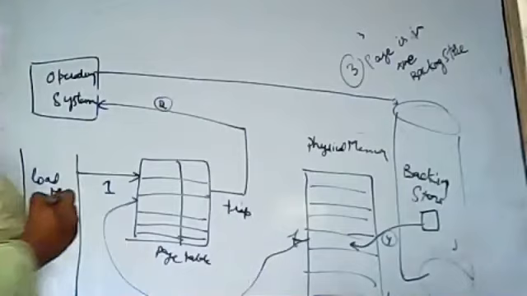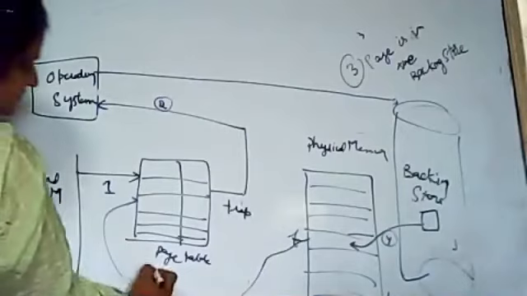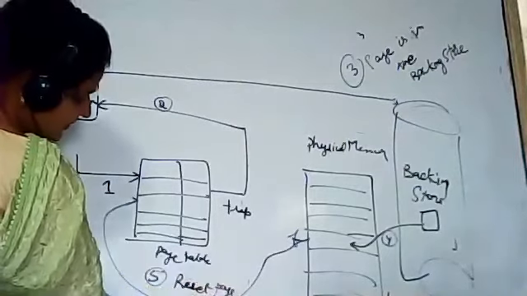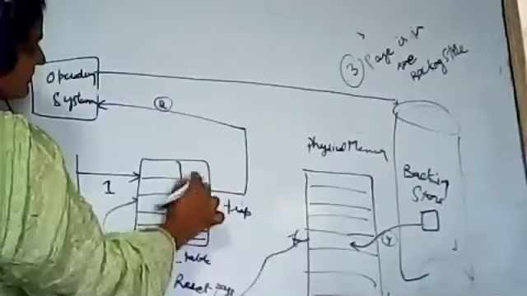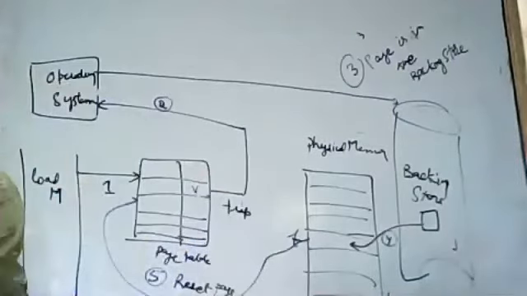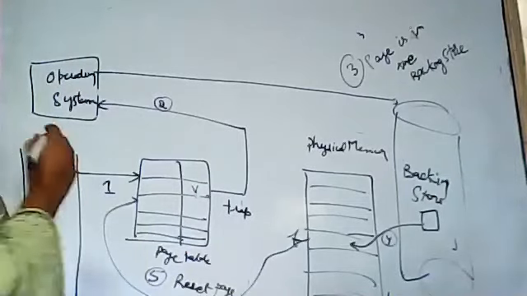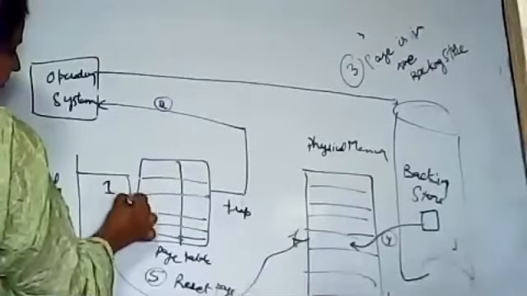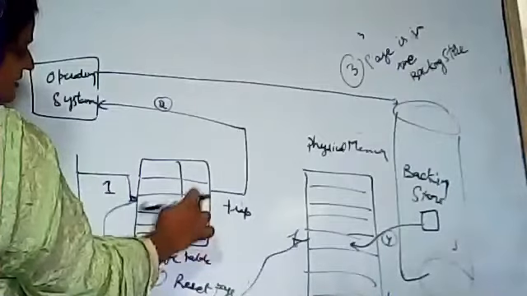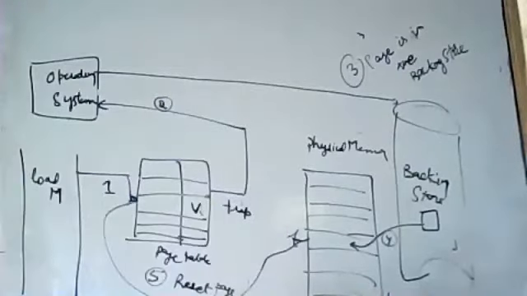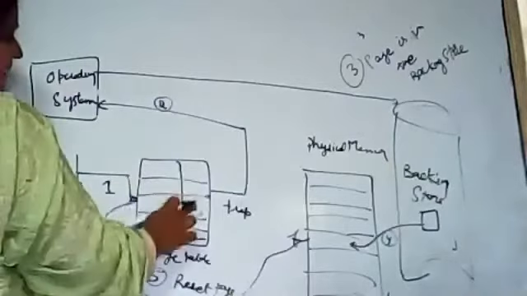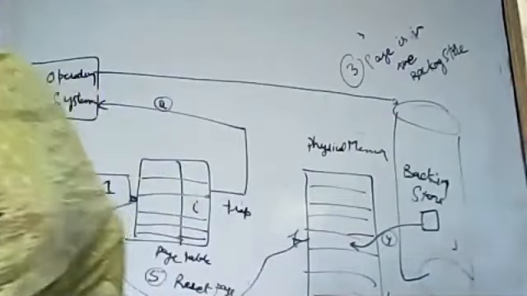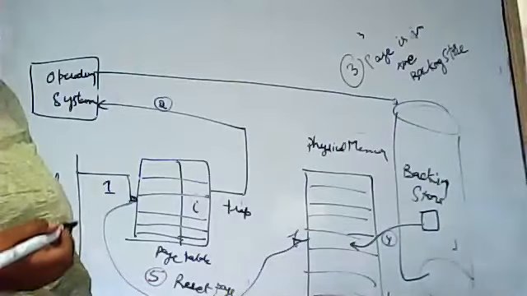The fifth step is reset the page table. Reset the page table, because now that page is available. Earlier it was invalid, now it is valid because that page is in memory. We are adding this page. Earlier it was I, now it is B because that page is now valid. This was not in the memory. So this is how page fault is being handled.